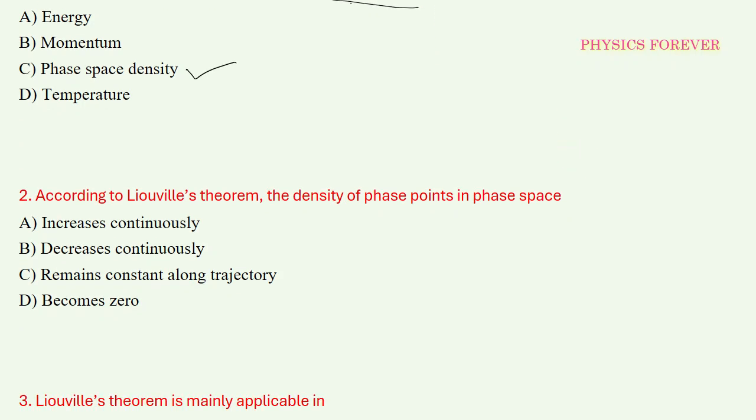Question number 2: according to Liouville's theorem, the density of phase points in phase space remains constant along the trajectory. Option C is correct. You have to remember, according to Liouville's theorem, the density of phase points in phase space is always constant along the trajectory. Option C is correct.